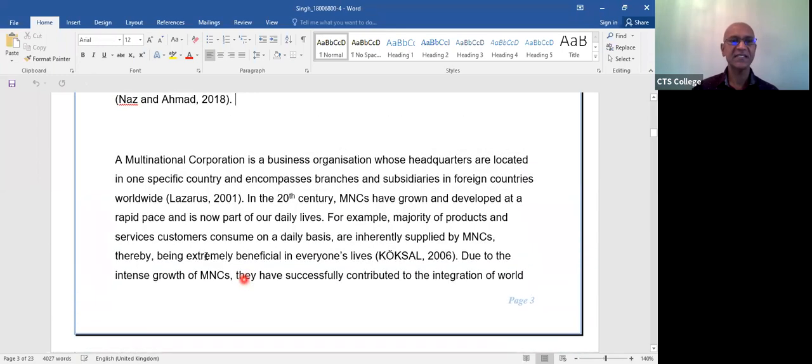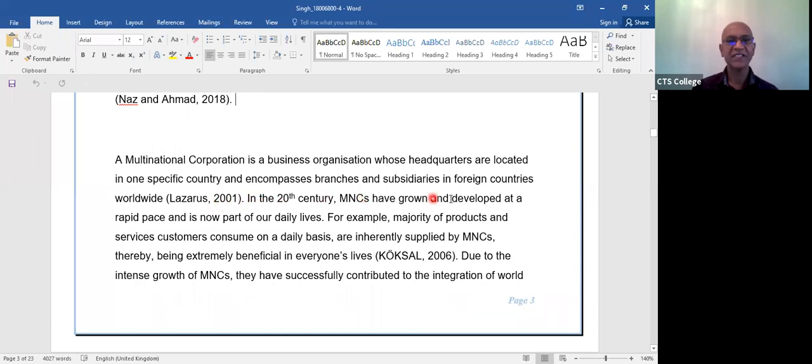a discussion on MNCs. So this student says an MNC is a business organization whose headquarters are located in one specific country, encompassing branches and subsidiaries in foreign countries worldwide. A nice definition, a bit on the old side. Please remember, your journal articles should not be more than 10 years old for currency of information. So a worst case scenario, 2010.